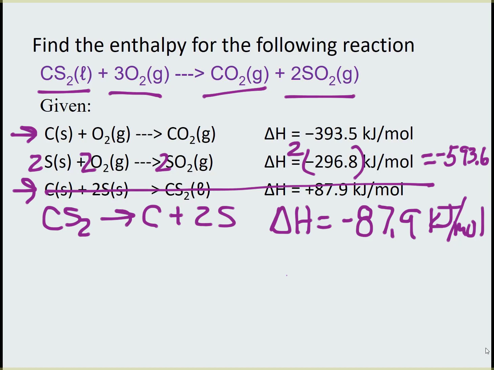All right, let's go back and look at that oxygen, and it looks like I'm going to add them up. So I want to get 3 oxygens, and it seems that the oxygens are both on the correct side in both those equations.